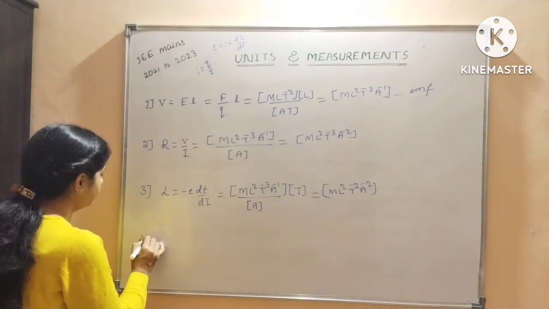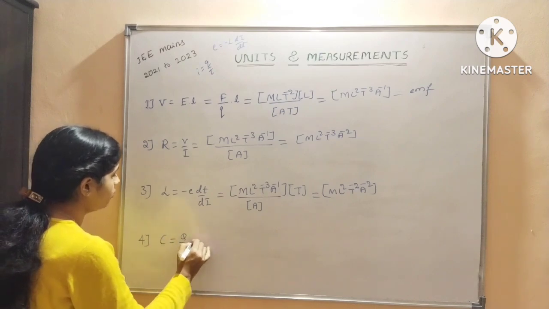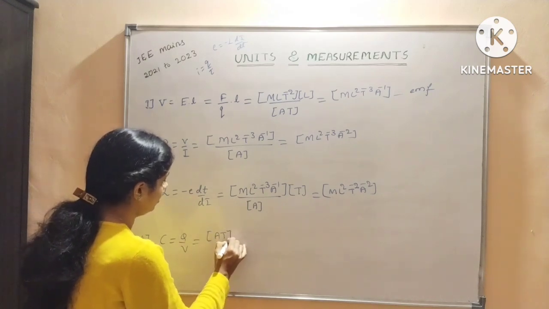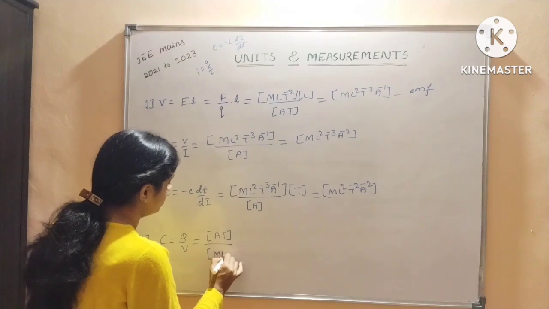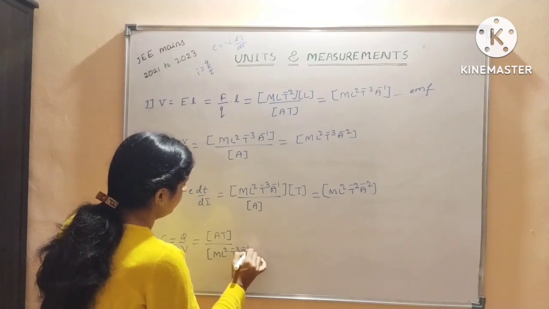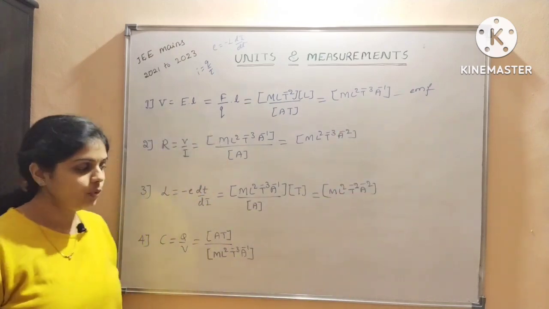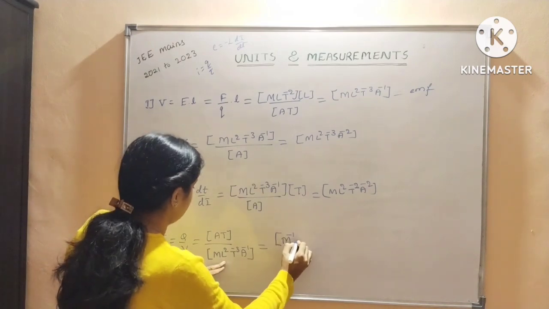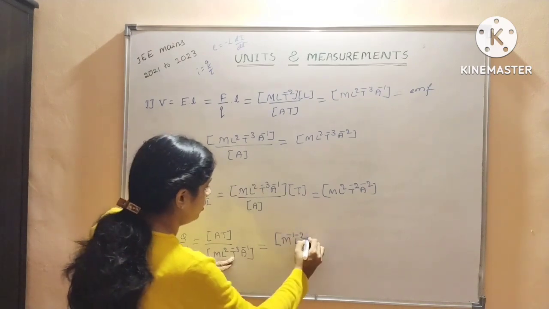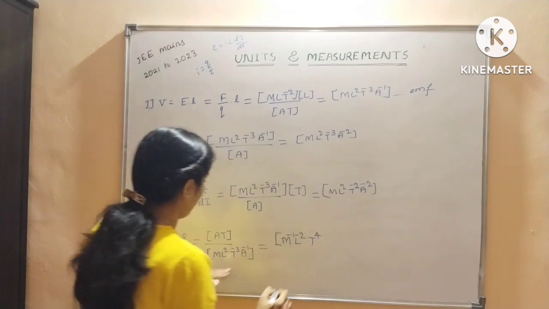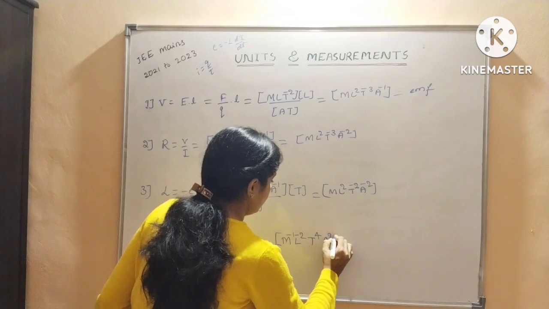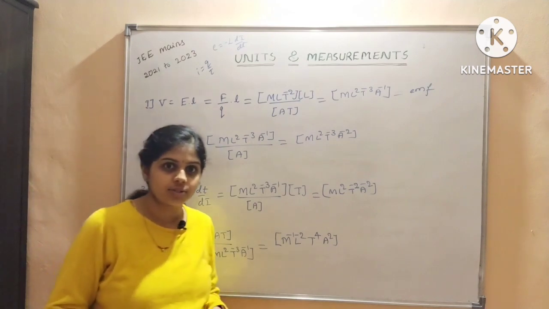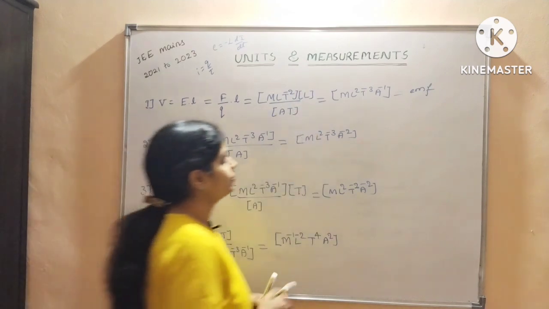inductance. At the last, capacitance equal to Q by V, where Q is charge, V is potential. Therefore Q is having the dimension AT by potential difference ML square T power minus 3 A power minus 1 is the dimension of V. Therefore M power minus 1, L power minus 2, T power 4 and A power 2 is the dimension of capacitance. Now we shall find the correct answer using these dimensions.